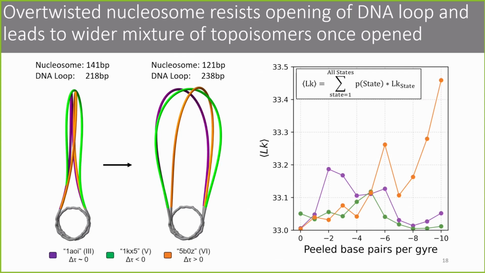If we look to this figure here of the average linking number of each topoisomer upon breathing, we do see that that resistance to turning in the over-twisted state is actually accompanying a change in the probability of the topoisomer, such that we're starting to see a 50-50 mix of equally likely -1 and 0 state topoisomers after we peel 10 base pairs away.